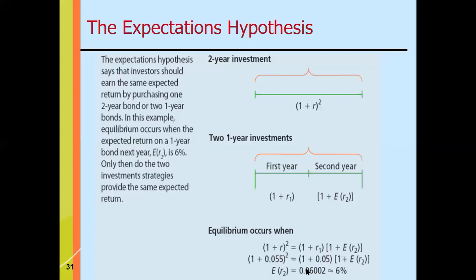And also, this is a matter of approximation. So you can see here that the expected rate for the second year is going to be 0.06002. So approximately that's 6%.